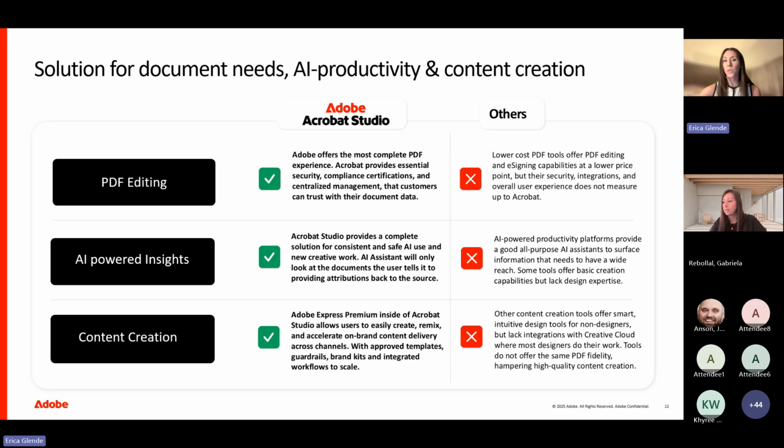AI insights, now this is where we see tools like ChatGPT fall. And where Acrobat AI Assistant stands apart is we're only looking at the documents that the user tells it to. And again, we're providing those precise attributions. So it really is providing that peace of mind to IT, or really anyone in a customer's IT or security departments, that they have those concerns around AI, right? And what information it's touching. So that really sets us apart for AI.